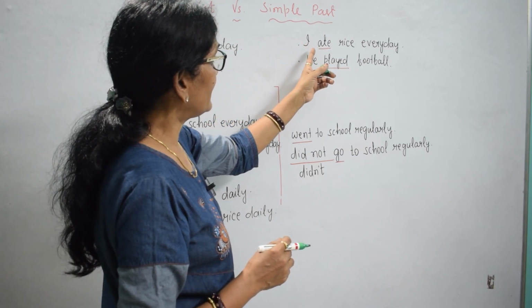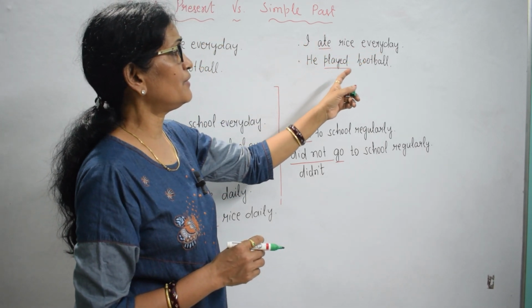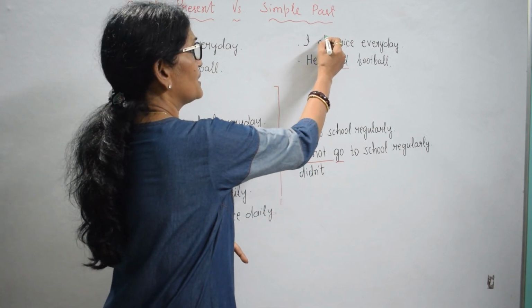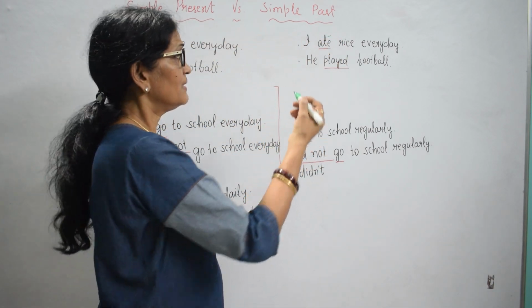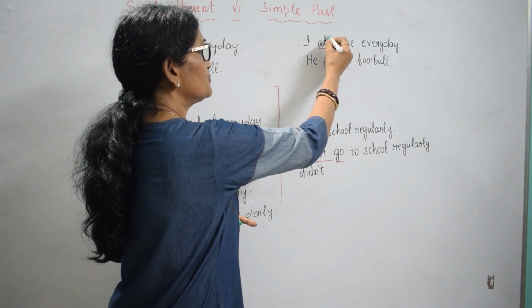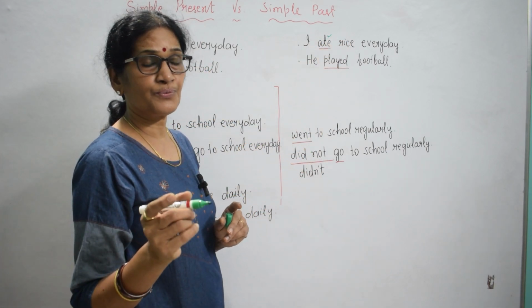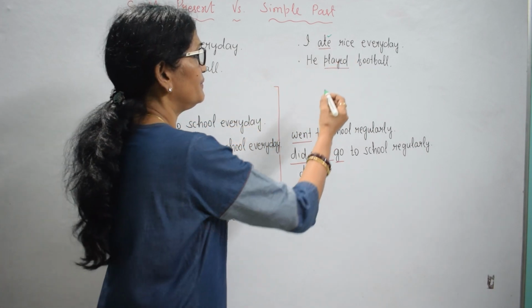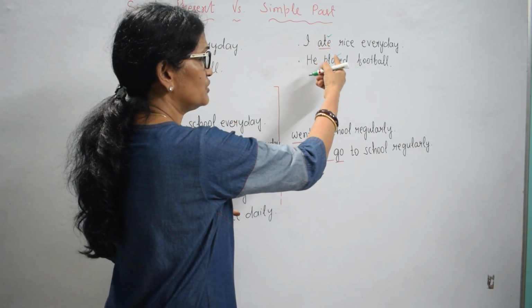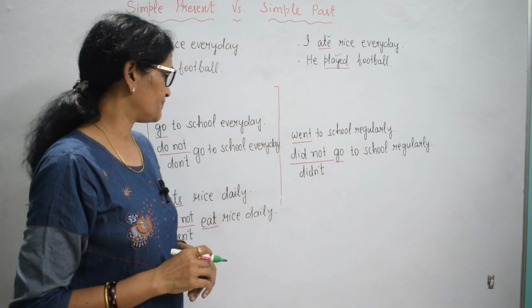On the other hand, I ate rice every day. He played football. Ate is the past form of a verb. Eat, ate, eaten. In simple past, we use the past form of a verb, V2. He played football. Play, played, played. V2 is used. Both the sentences are simple past.